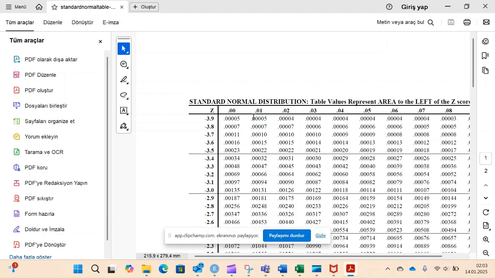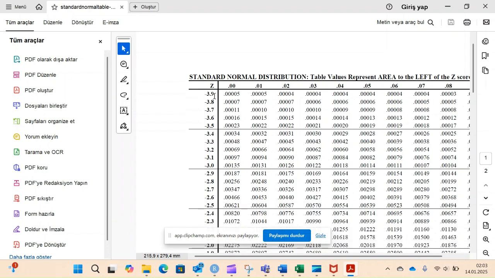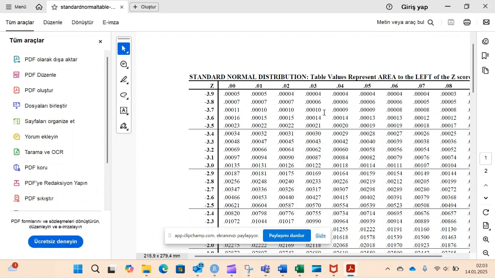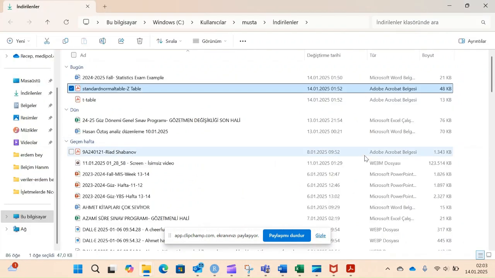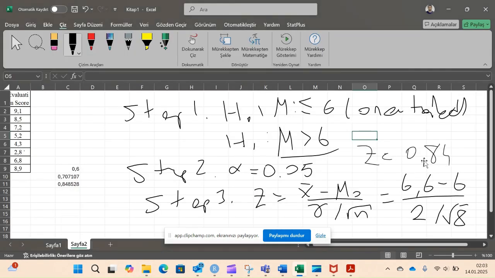Friends, if you have the Z values with the minus values, you can directly use that table. So in that table, you will just find the exact p-value if you have a one-tailed test. Of course, if it's a two-tailed test, again you can use that table, but after finding the p-value from that table, you will multiply the p-value that you found on that table.